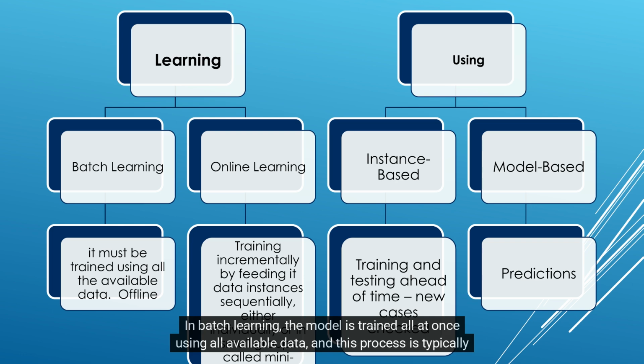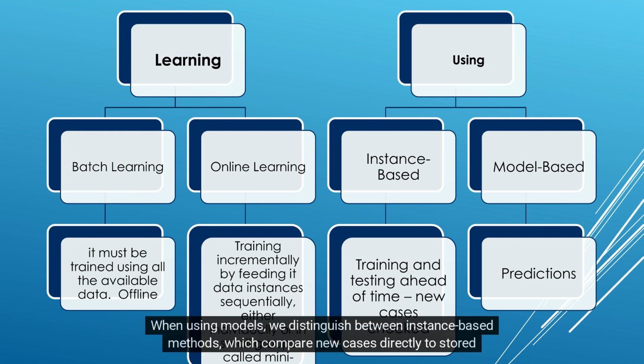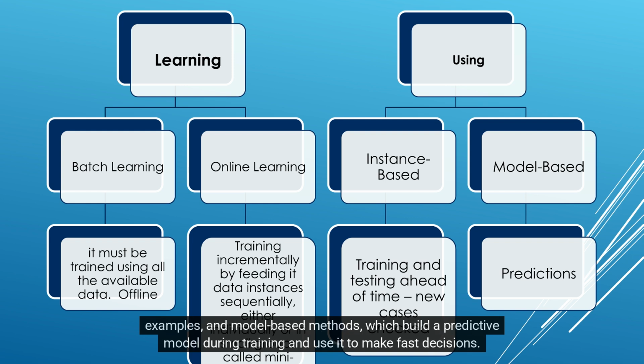In batch learning, the model is trained all at once using all available data, and this process is typically done offline. In online learning, the model updates itself gradually as new data arrives, learning incrementally through individual instances or mini-batches. When using models, we distinguish between instance-based methods, which compare new cases directly to stored examples, and model-based methods, which build a predictive model during training and use it to make fast decisions.